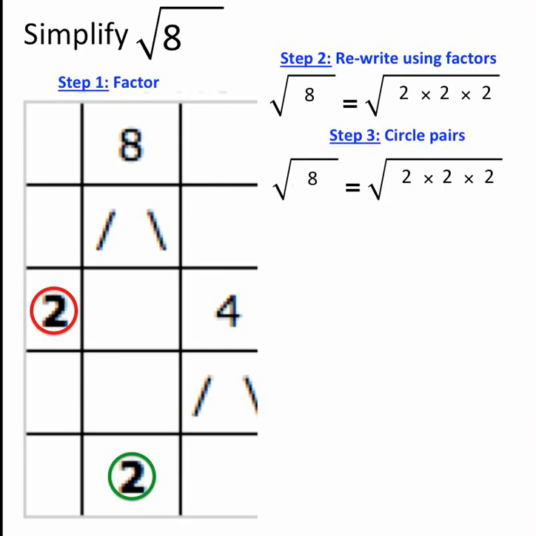My next step is to circle any pairs I see, and I see that I have a pair of 2's right there, so I'm going to circle it. I could have circled any of the pair of 2's, I just circled the first one to make it easier.